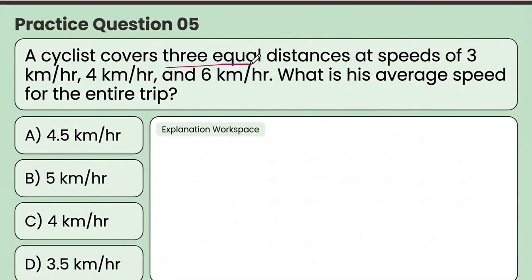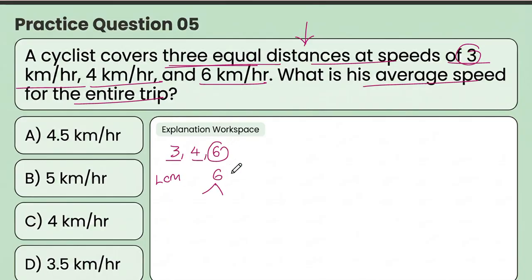A cyclist covers 3 equal distances at speeds of 3 km per hour, 4 km per hour and 6 km per hour. What is his average speed for the entire trip? So the distance is given in 3 equal intervals. The speeds are 3, 4 and 6. Let's find out the LCM first. What is the biggest number here? 6.